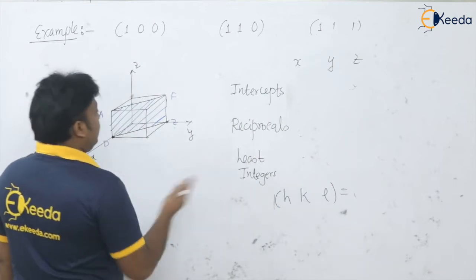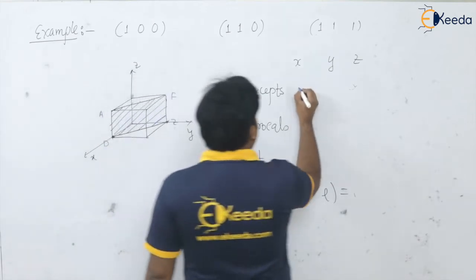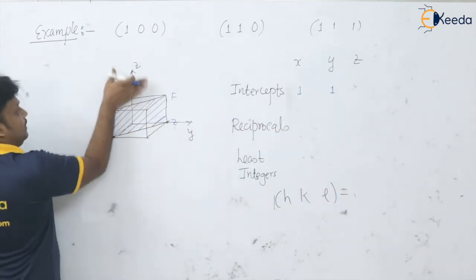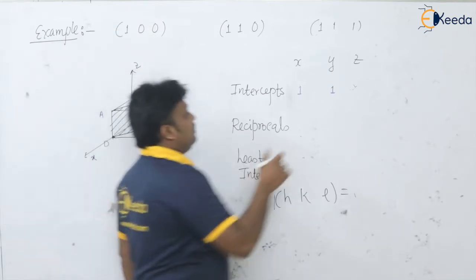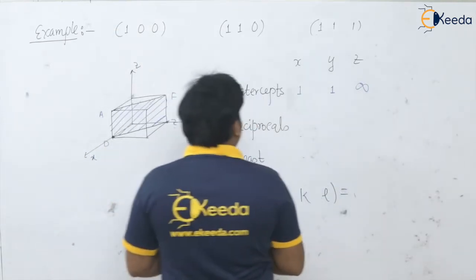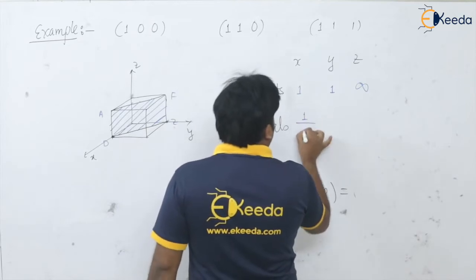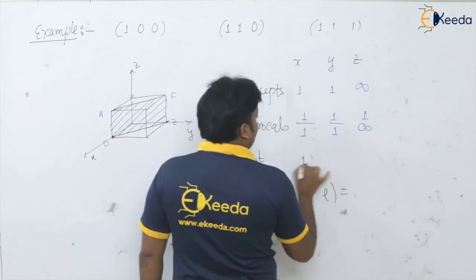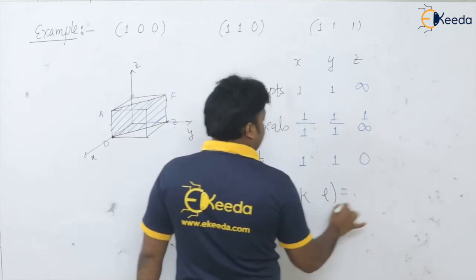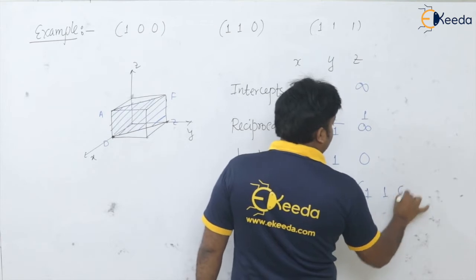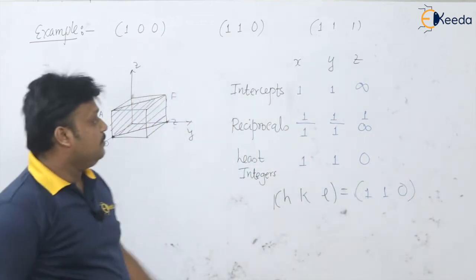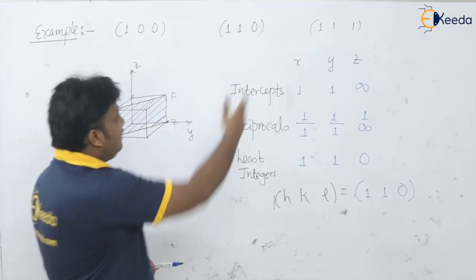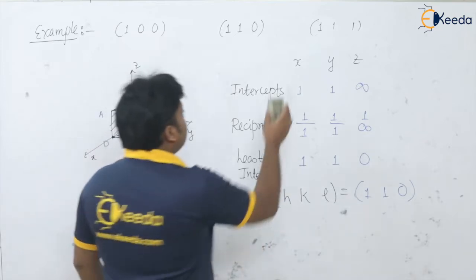You can easily find the intercept on the x-axis is 1, on the y-axis is 1, and this plane is parallel to the z-axis, so the intercept will be infinity. Taking the reciprocals: 1 upon 1, 1 upon 1, 1 upon infinity. So HKL will be 110. This is the Miller indices for plane 110. Calculate the Miller indices for this plane very quickly.